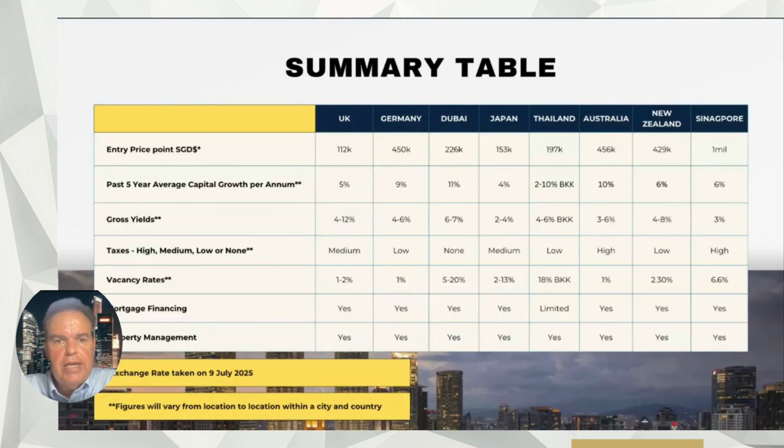When we look at gross yields, the UK definitely is one of the most attractive at 4 to 12%. Dubai estimated at between 6 to 7%. New Zealand between 4 to 8%. So again, various countries giving decent yields and good positive cash flow. Taxes, always something that no one wants to pay, but if you're going to, hopefully as little as possible.